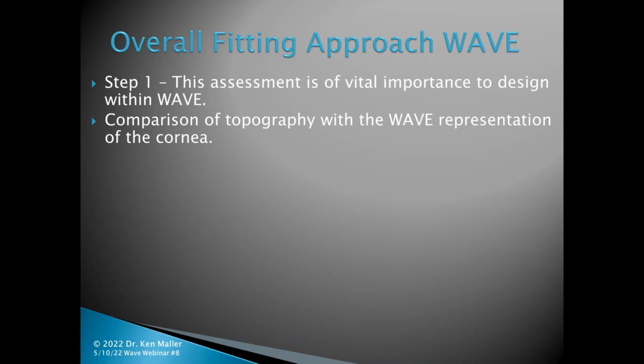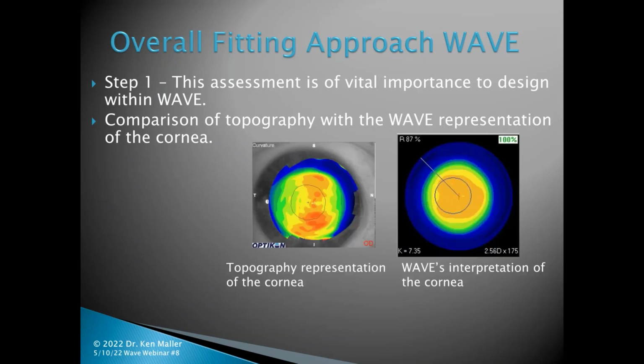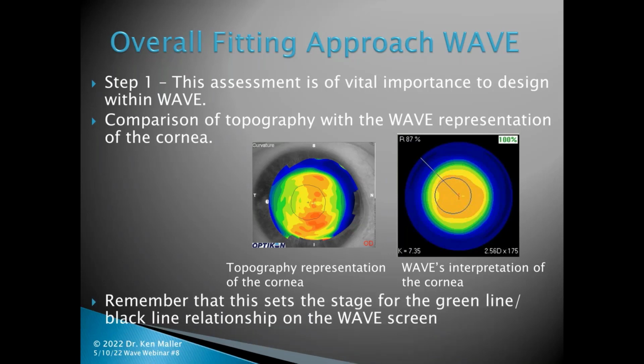Comparison of the topography with the WAVE representation of the cornea. Let me say that again. You need to compare the topography with what WAVE thinks the cornea looks like when it represents the cornea. Here we have the topography on the left, and on the right, that's WAVE's interpretation of the cornea. And you need to take a look at both of these colored maps and decide how good of a job WAVE is doing representing this particular cornea. This is really what sets the stage for the green line, black line relationship that you see on the WAVE screen.